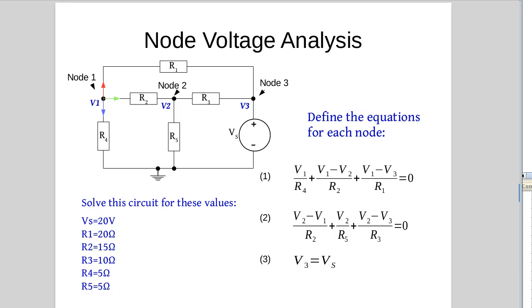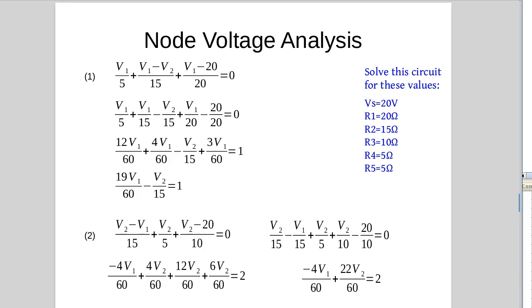Let's give this circuit some values. So we've got a supply voltage of 20 volts. This is 20 volts. Top resistor, 20 ohms. 15 ohms, 10 ohms, 5 ohms, 5 ohms. So we simplify this first equation. V1 over 5, V1 minus V2 on 15, V1 minus 20 on 20. That's 20 volts and that's 20 ohms. Equals 0.